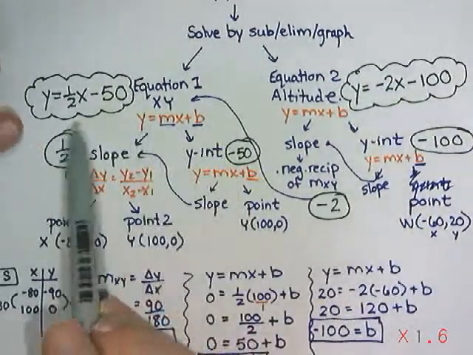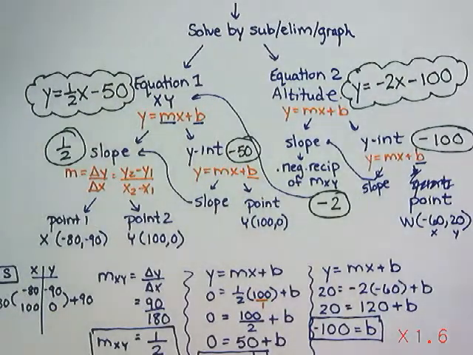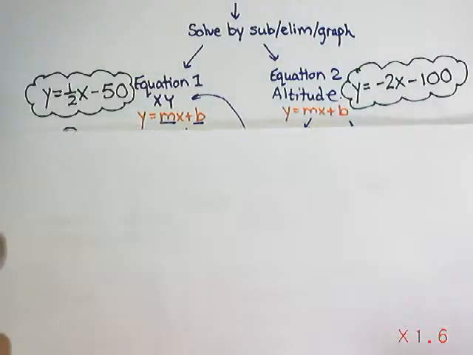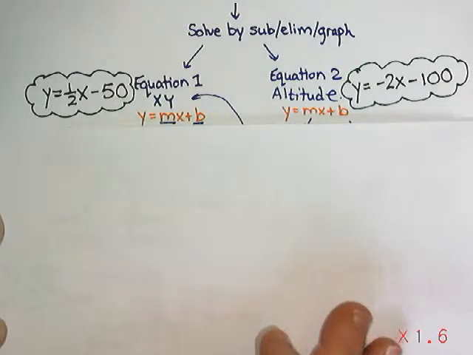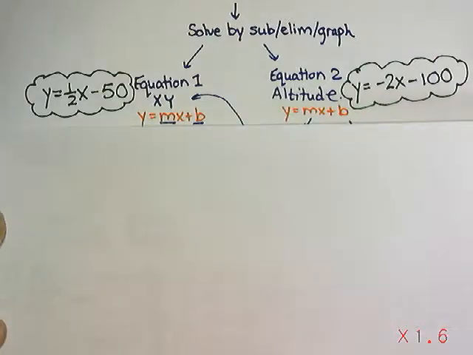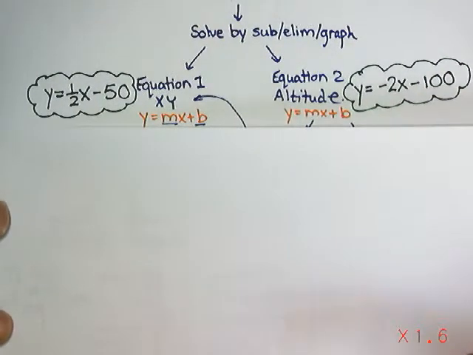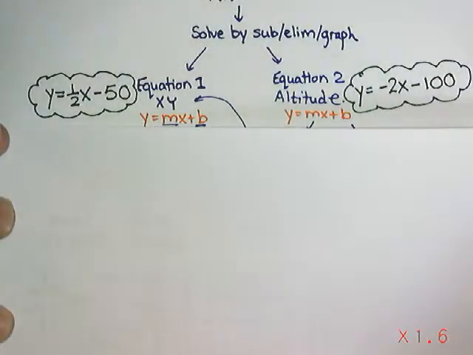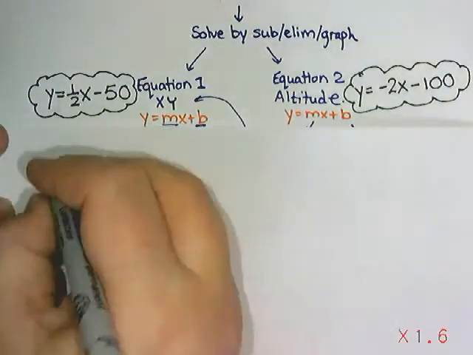So now what I need to do is solve these two by substitution or elimination. I'm running out of space, so I'm going to bring a piece of paper up here and write on it. To do substitution or elimination, it's your choice. We could do graphing, but I don't really want to do that. So I'm going to maybe do substitution. I'm going to write out the equations.